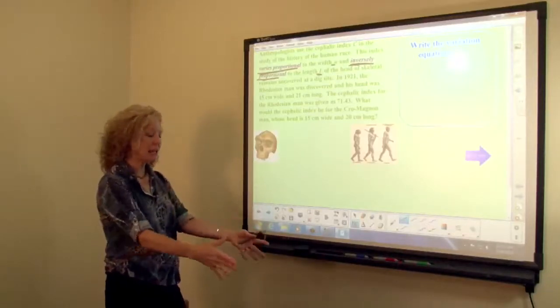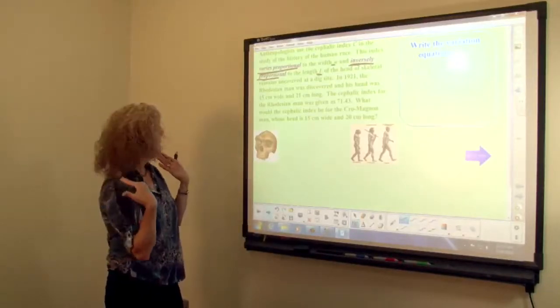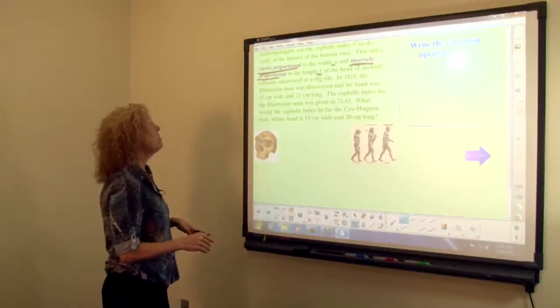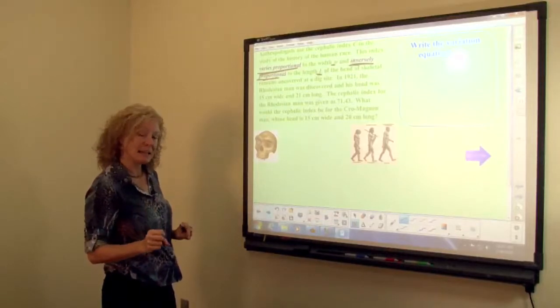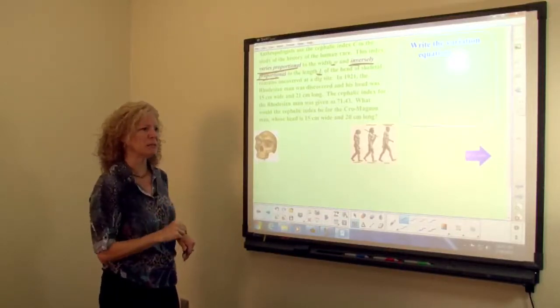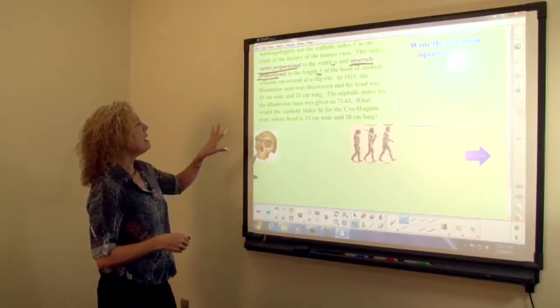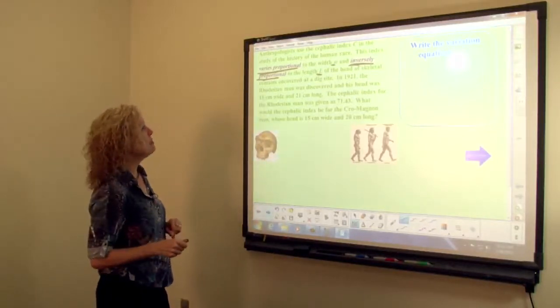Okay, if they're out on a dig and they pull up a skull, they can measure the width, they can measure the length, and then they can find the cephalic index. And I'll show you in a few minutes why we want a cephalic index. I have some more information, but we're going to get to that in just a moment.